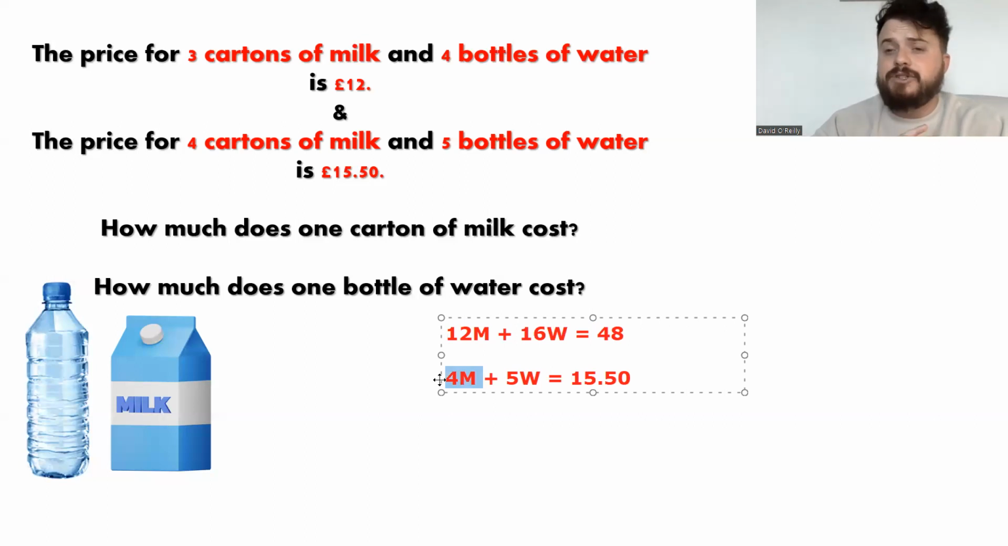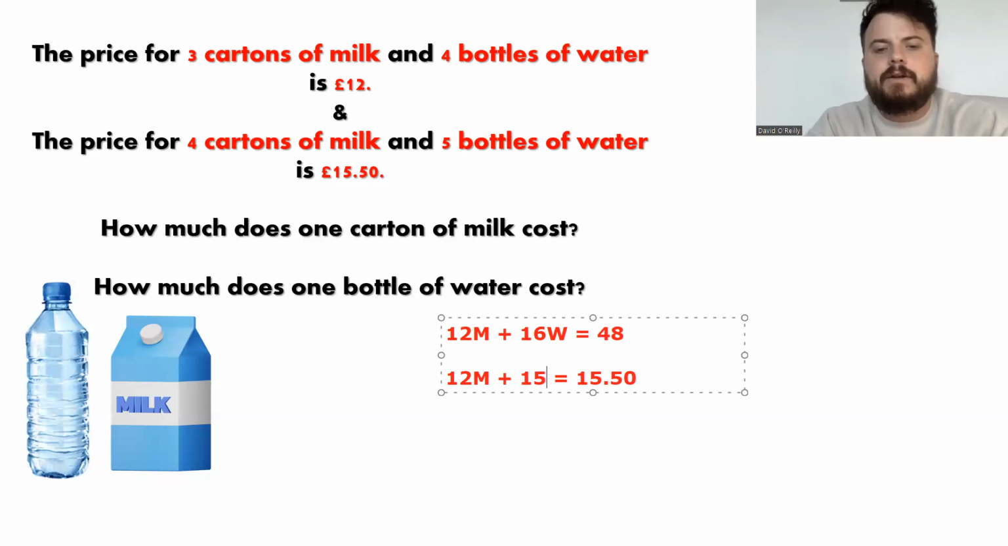Okay, I need to now change this into 12, but I don't multiply this by 4, do I? I need to multiply this by 3. So the entire statement needs to be multiplied by 3. Okay, so 4M times 3 is 12M. 5W times 3, 15W. And £15.50 multiplied by 3 gives us £46.50, I believe. Yeah, £46.50. Okay, now I did that in my head, which is not easy to do.